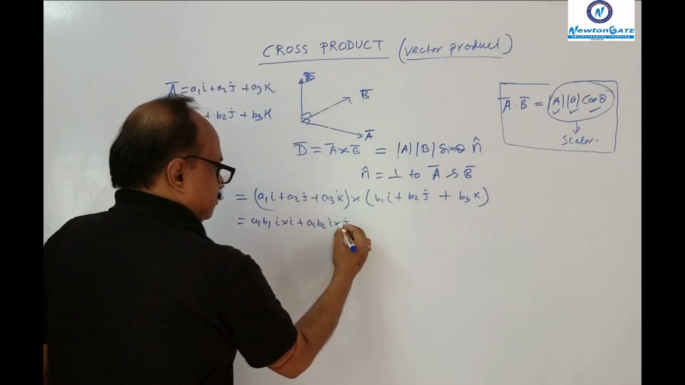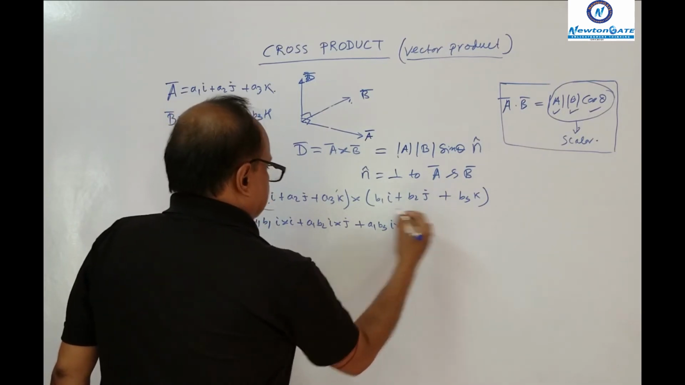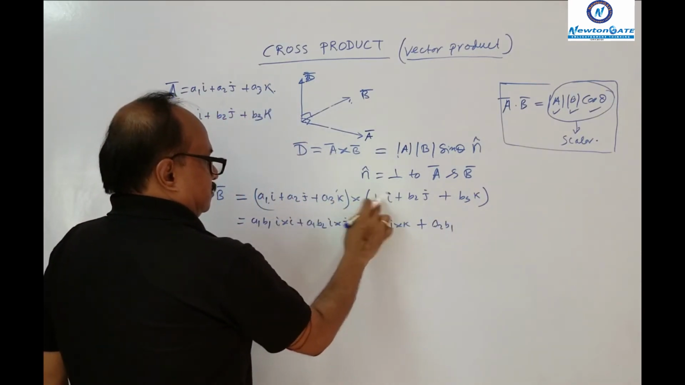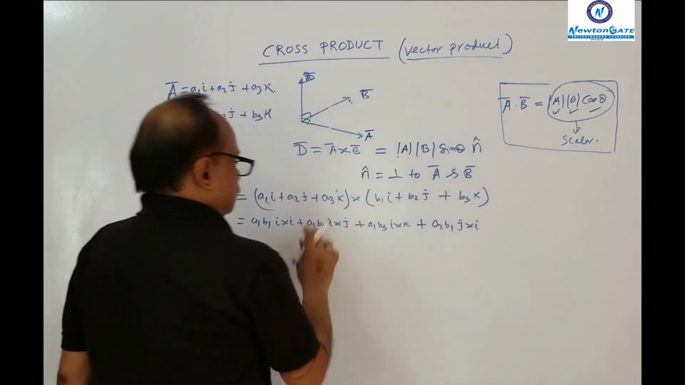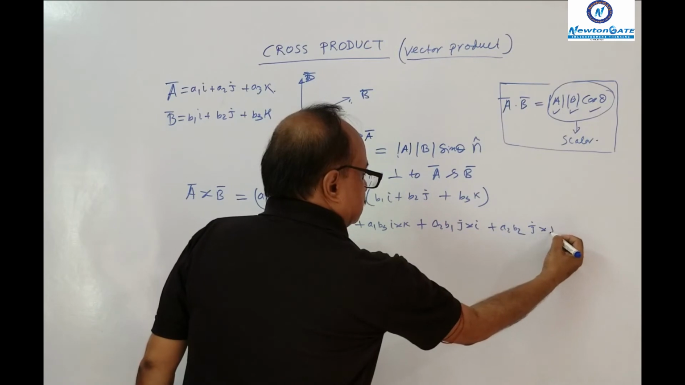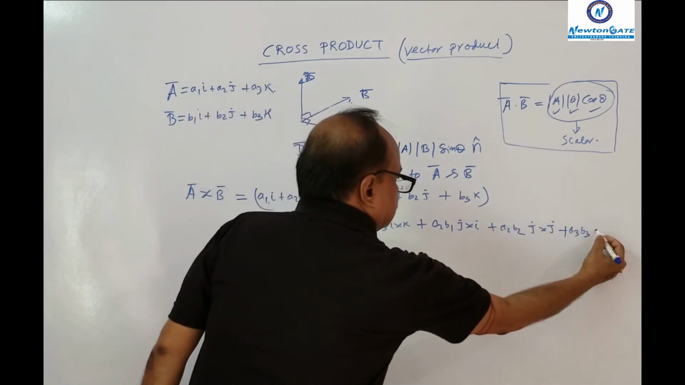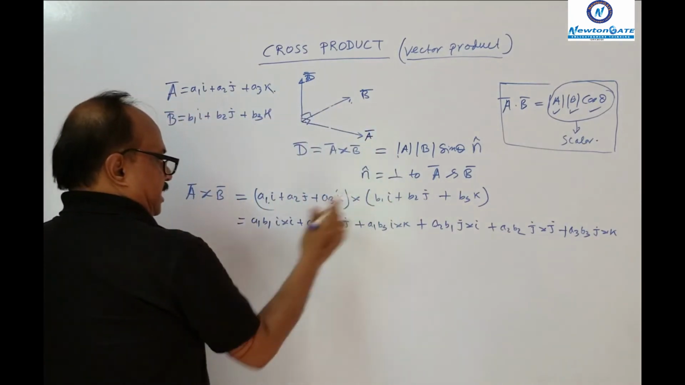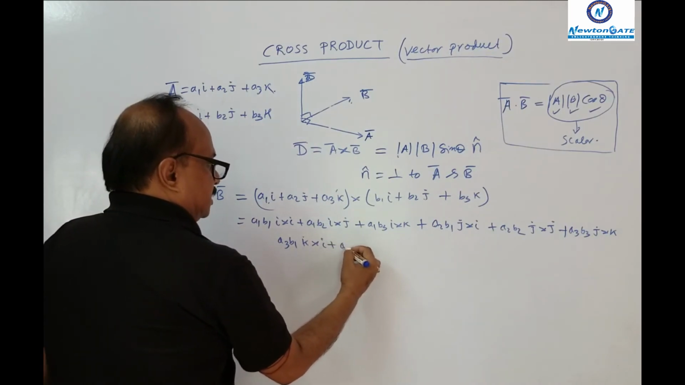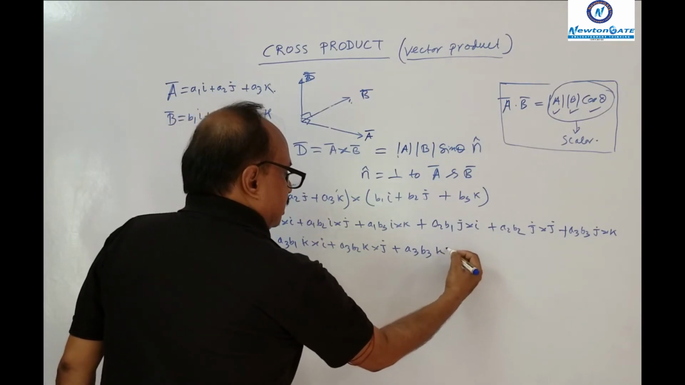A1 B3 into i cross k, plus A2 B1 into j cross i, A2 B2 into j cross j, A2 B3 into j cross k, and the rest is here: A3 B1 into k cross i, plus A3 B2 into k cross j, plus A3 B3 into k cross k.